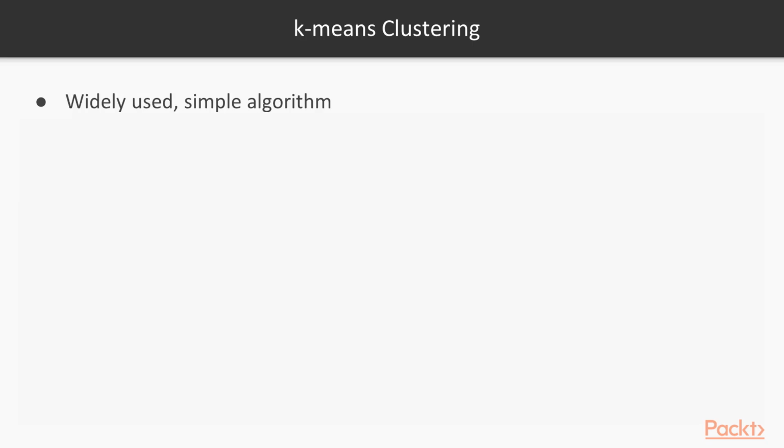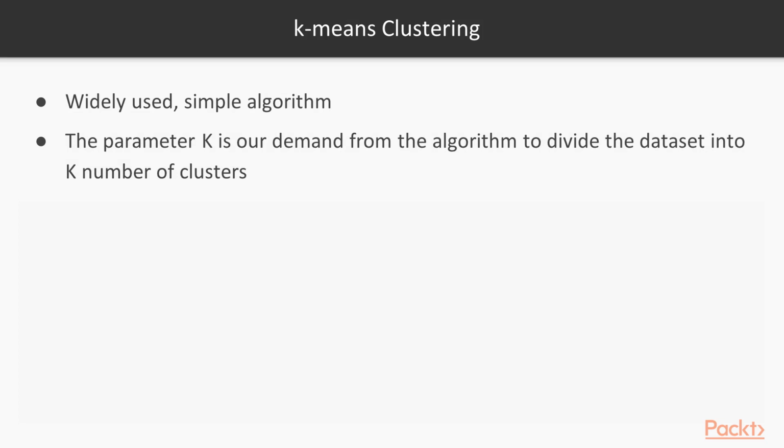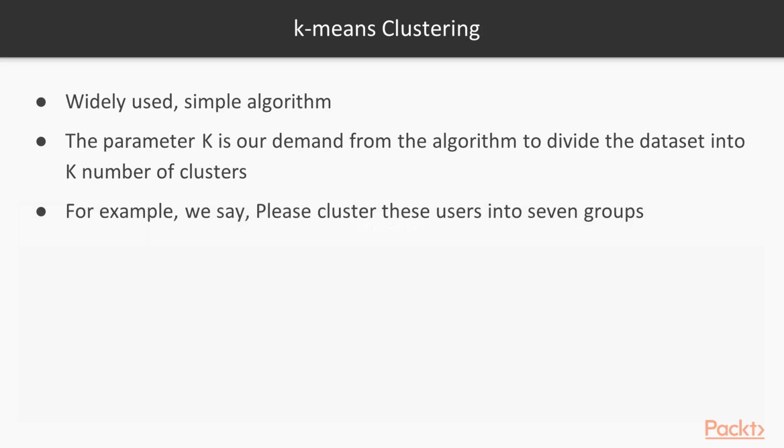K-means clustering is a widely used simple algorithm. The main property of this algorithm is the parameter k, which is our demand from the algorithm to divide the dataset into k number of clusters. In other words, we set the parameters so that we are telling the algorithm, please cluster these users into 7 groups, for example. Another option could be that the algorithm itself decides how many groups it's going to find from the data on its own. In this case, we are telling it that we want 7 groups or k clusters.